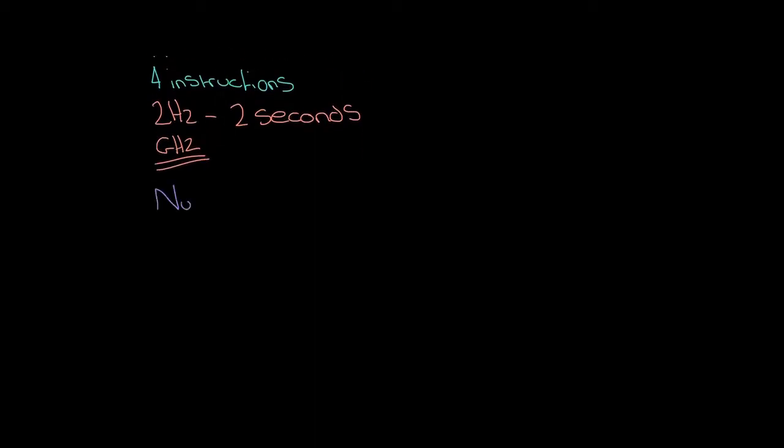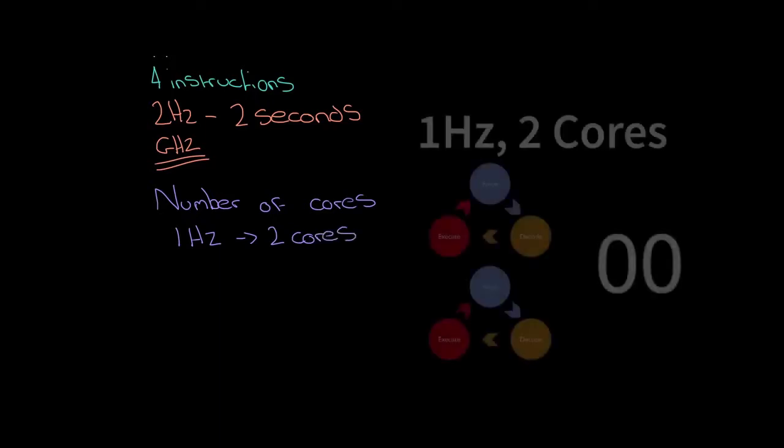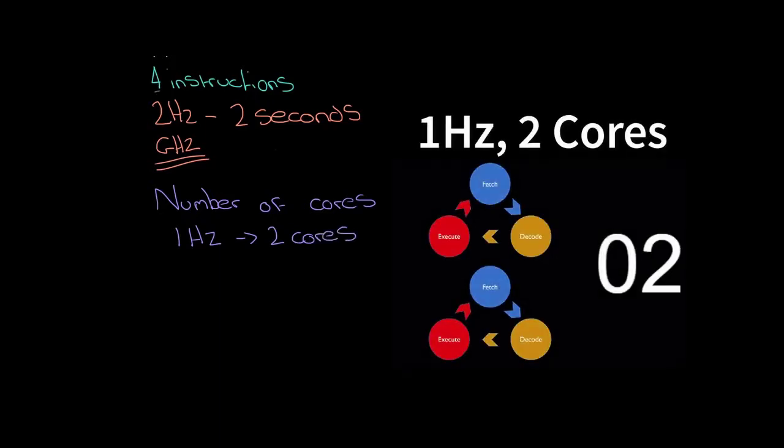So the other thing that we can have a look at is the number of cores on the processor. What I want you to imagine is that I've got a CPU which is at 1 hertz, so it could only perform 1 cycle in a second. However, I've got 2 cycles going on at the same time. So I've got 2 different cores doing 2 cycles at the same time. If I'm still focused on my 4 instructions, let's see how fast it gets through it. And it's 2 seconds again, so 2 cores would be 2 seconds.